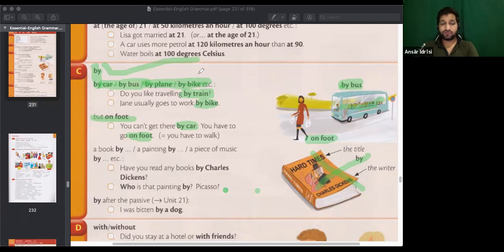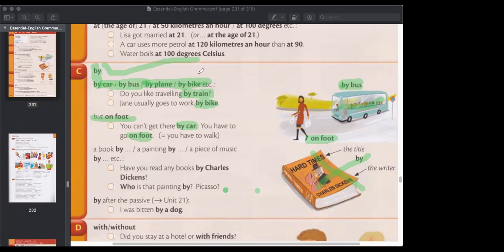I'm not just asking this. By that my satchel is by me, my phone is by me, my laptop is by me. It's not that by. It is by for the resources. By car, by plane. I will travel by bus.